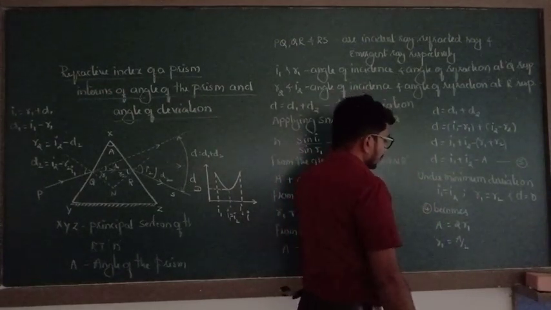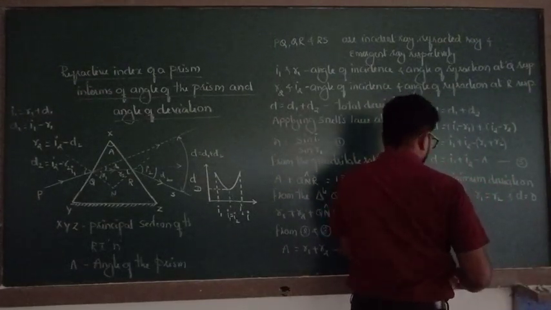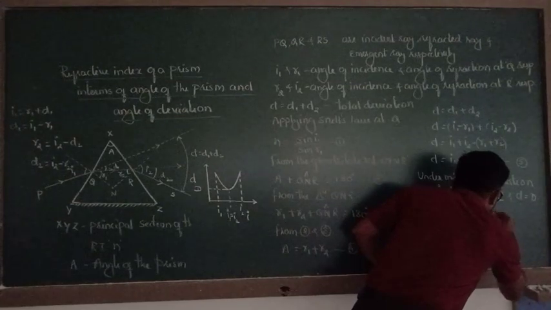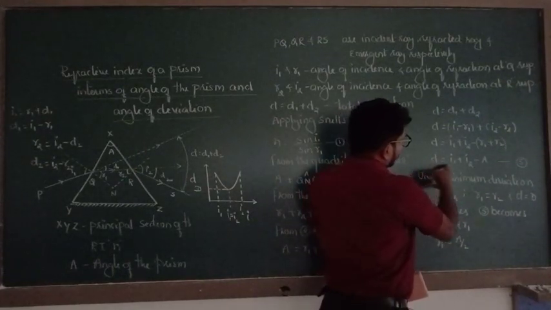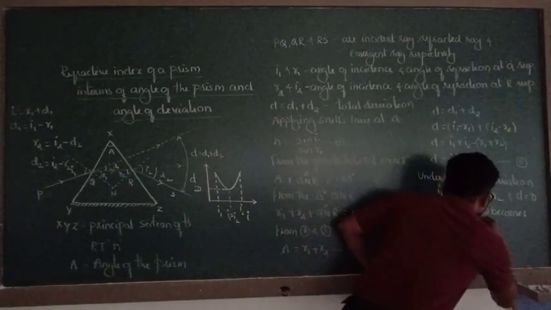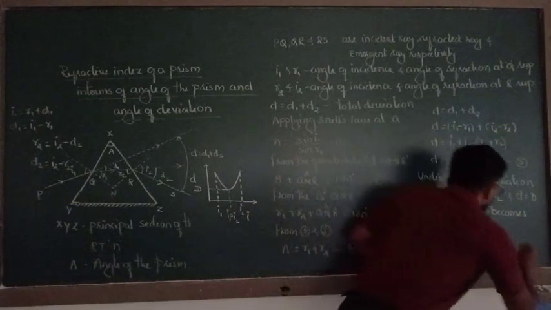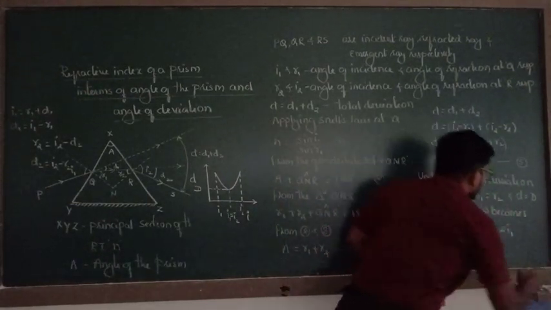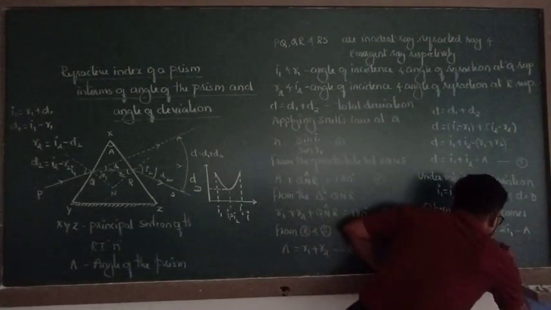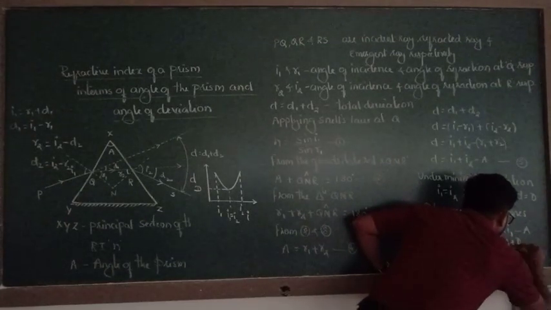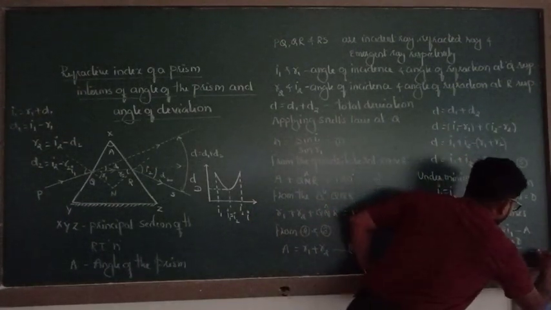And equation 5 becomes, I1 is equal to I2, therefore D equal to capital D, 2I1 minus A. I1 is equal to A plus D divided by 2. Equation number 6, equation number 7.